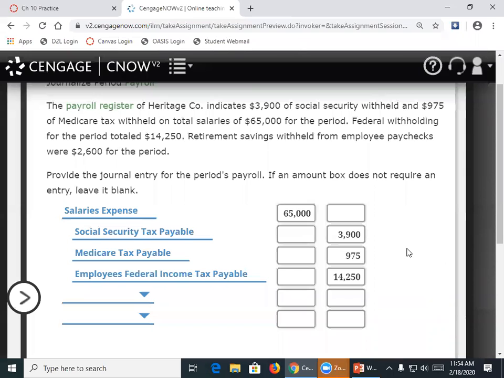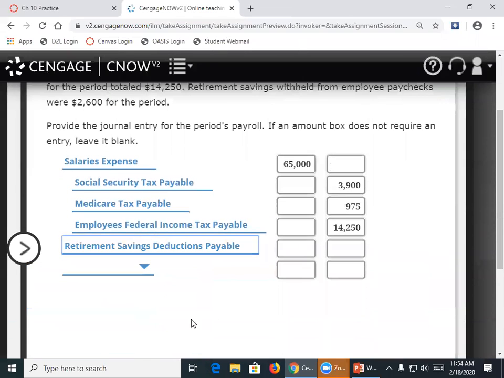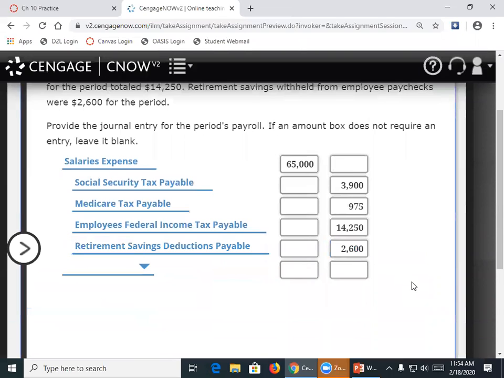And then we have retirement savings deductions payable, $2,600. So that was all my deductions. So what's the net pay for this payroll period?